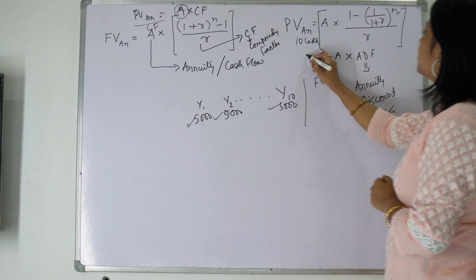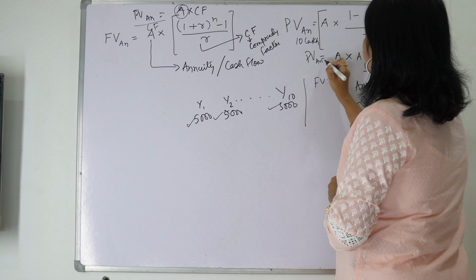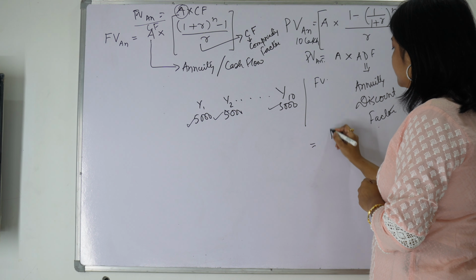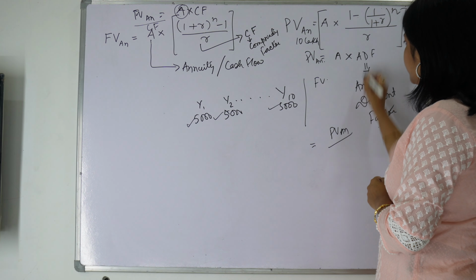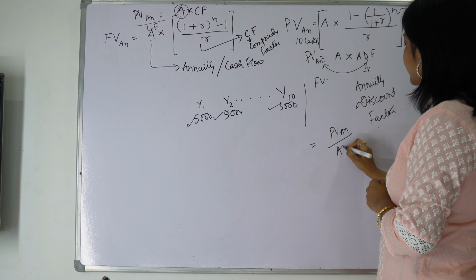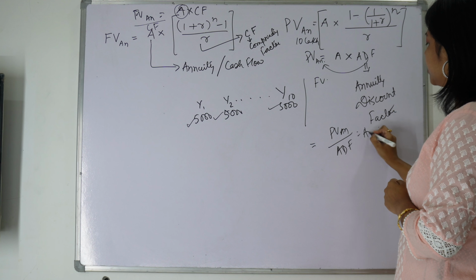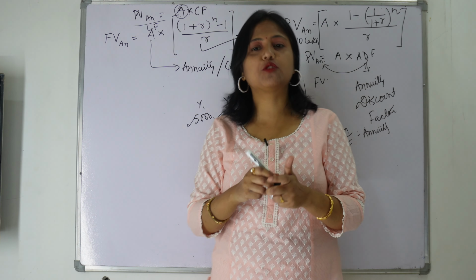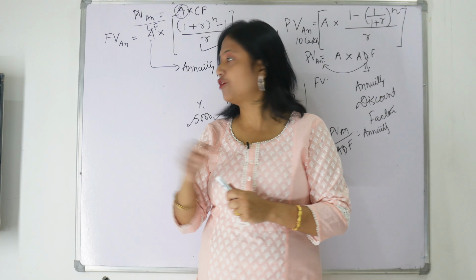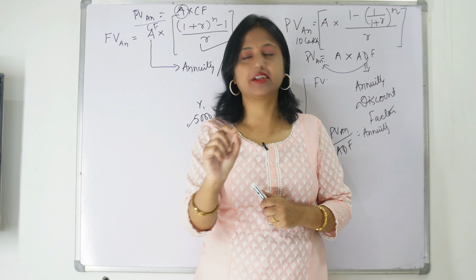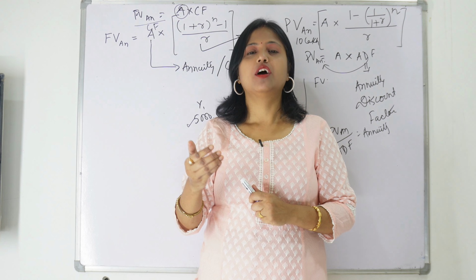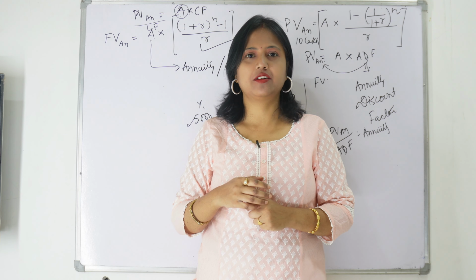In other words, if the present value is known to you, you simply divide the present value of annuity by the annuity discount factor, and you will get the value of annuity. That means you can find out how much you have to keep in order to redeem a loan. Friends, that's all for ordinary annuity. There is another annuity called annuity due, and there is a little change in the formula, nothing more.